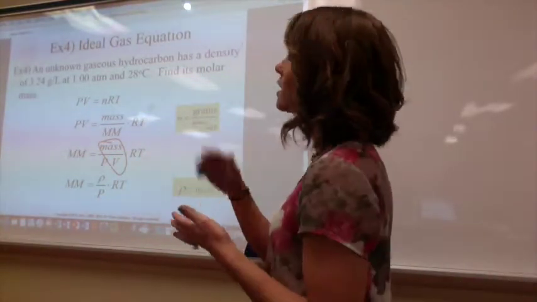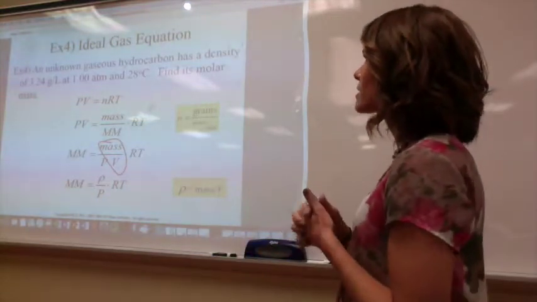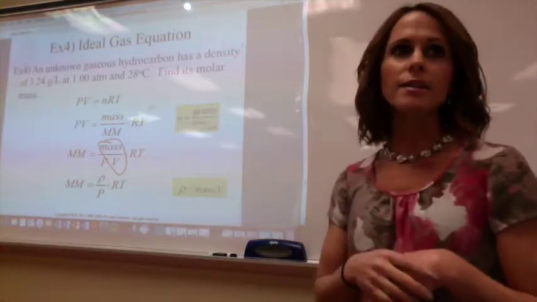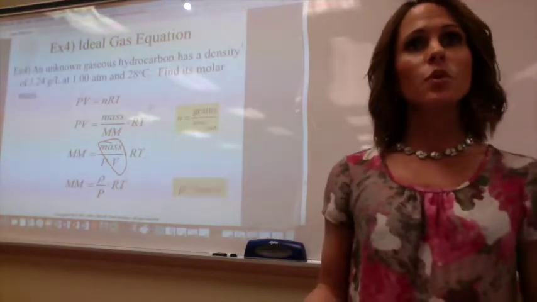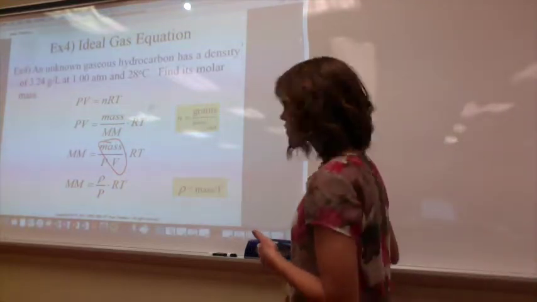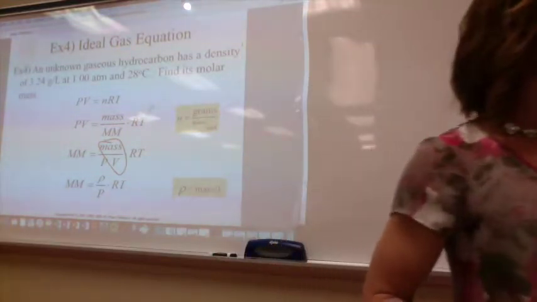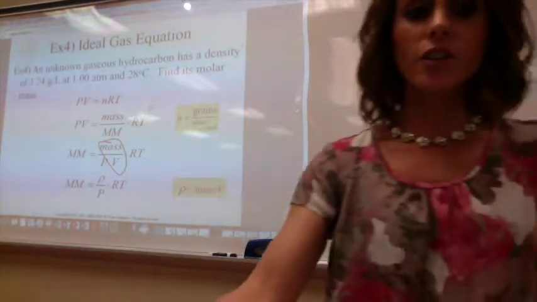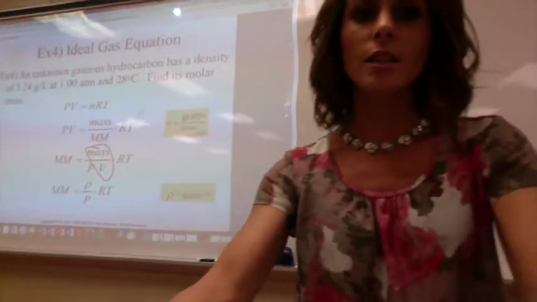The question says, an unknown gaseous hydrocarbon has a density of that at 1 atmosphere and 28 degrees C. Find its molar mass. So we know molar mass is grams over moles. We also know that this is sort of like a gas laws problem. So I'm going to write the equations out for you. Just follow along, right? Some of you will hate it, but some of you will appreciate that you can do more than you think.